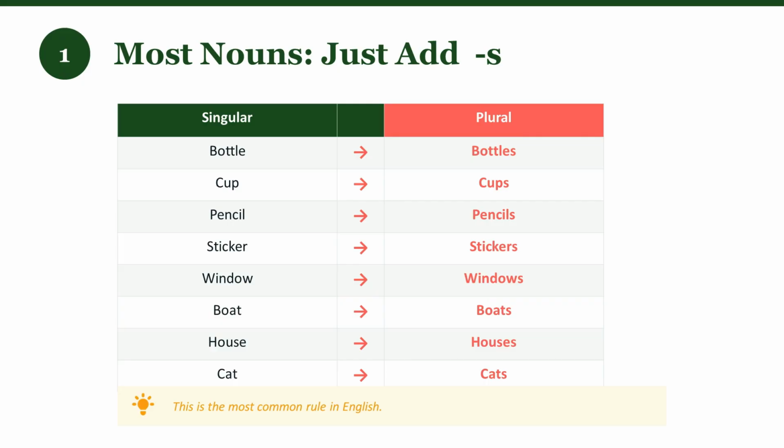Rule number 1. Most singular nouns form the plural by simply adding the letter s at the end. This is the most common and the easiest rule. For example, bottle becomes bottles. Cup becomes cups. Pencil becomes pencils. Sticker becomes stickers. Window becomes windows. Boat becomes boats. House becomes houses. And cat becomes cats. So whenever you are unsure, just try adding an s. It works for most nouns.